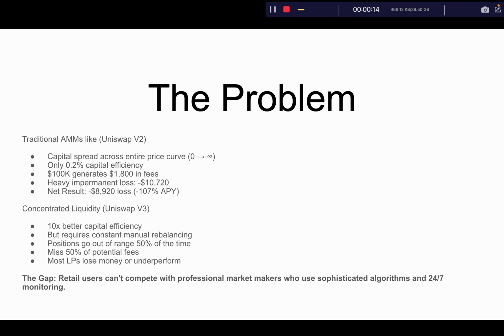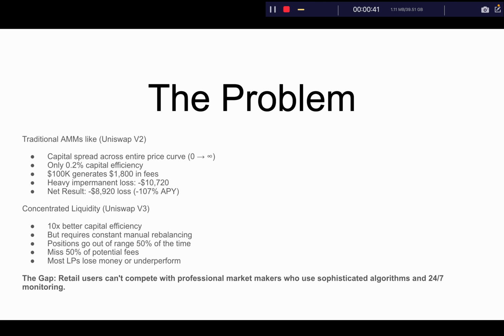If you look at traditional initial automated market makers like Uniswap v2, liquidity is spread across an entire price curve from zero to infinity. This is very inefficient because there's a lot of your liquidity that will never be used. For example, with $100,000 of provided liquidity, you might generate only a 1.8% return in fees.